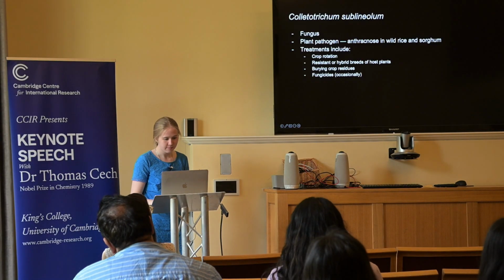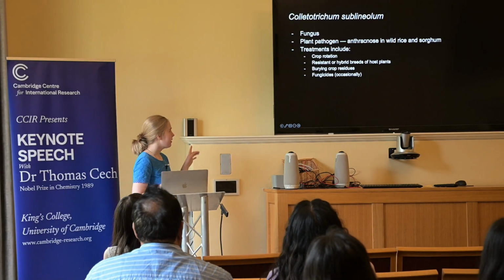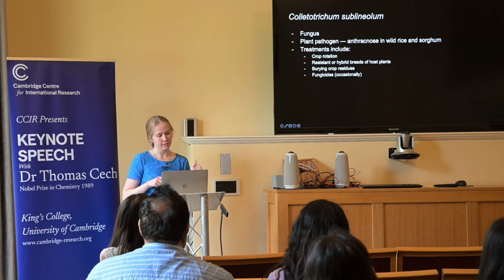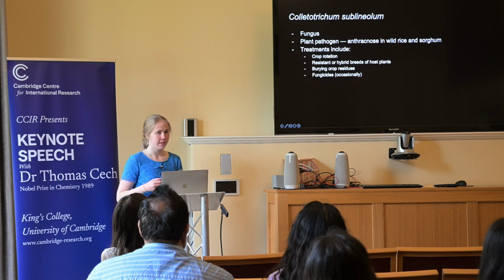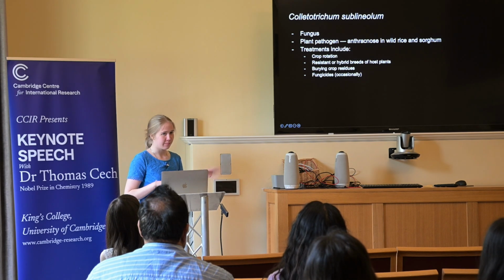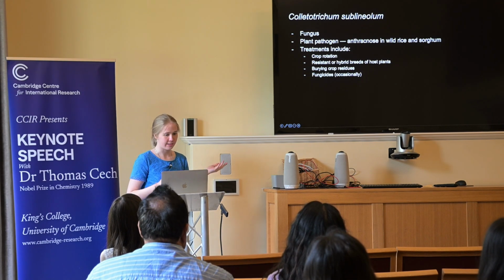So next, we chose one eukaryotic species from those InterPro results, which is Colletotrichum sublineolum. It's a fungus, and it's a plant pathogen that causes anthracnose in wild rice and sorghum. Now, of course, it's not treated with carbapenem, so that's why we're interested in why it has this protein.